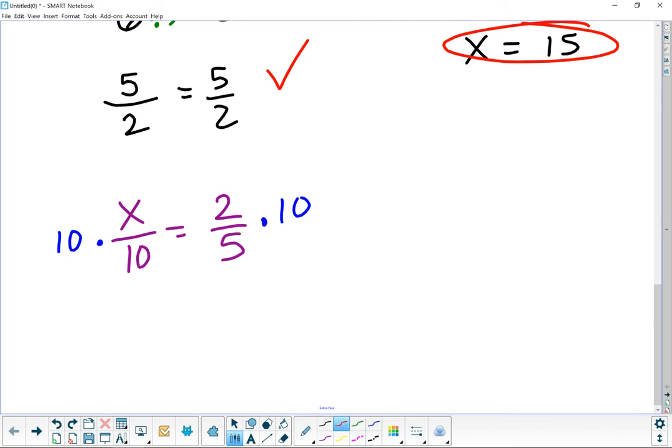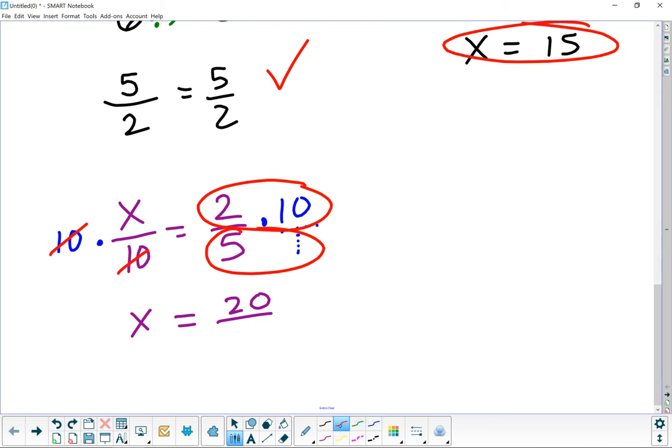Right? And these 10s are going to cancel out or reduce down to a 1, which means 1 times x gives me x. And on the right-hand side, okay, when we multiply by 10, we're really multiplying by 10/1, which means you only multiply the top numbers together. So 2 times 10 is 20, and then 5 times 1 is just 5. Okay, or 20/5. So your answer is x equals 4.